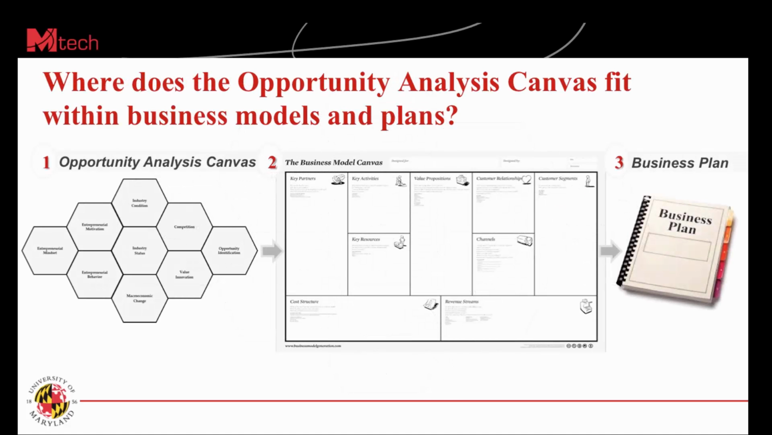Where the canvas fits in the context of business models and business plans is important to highlight. On the far right-hand side, a business plan is something you've likely heard of or are likely familiar with, and is something that we will talk a little bit about later in our program. The business model canvas is a tool that we'll introduce as a way to think about opportunities and to frame opportunities. Once you have a specific business idea in mind, the opportunity analysis canvas is a step before that, where we are working with you to try and go through and identify and frame ideas that you already have.